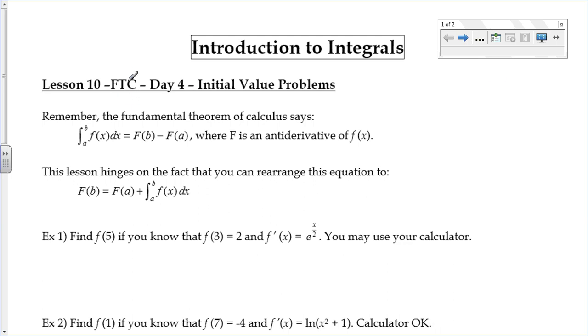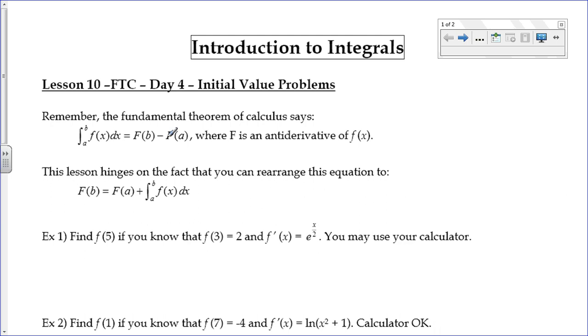So today we're going to talk a little bit more about the fundamental theorem of calculus, and we're going to apply it to what I call initial value problems. The fundamental theorem can be used in a lot of ways, but one of the most important ways is that if you have to evaluate a definite integral, you take an antiderivative of the inside, plug in the top, plug in the bottom, and subtract.